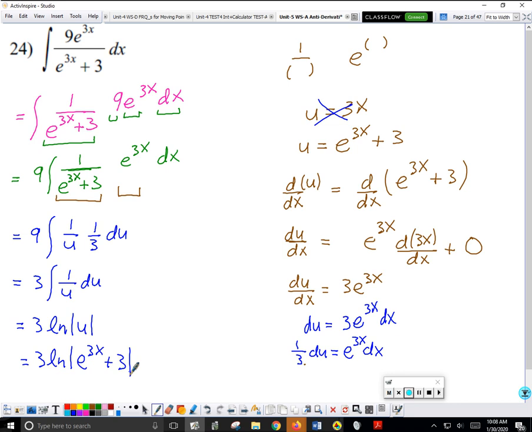Wait, so is the answer 3 times the ln of u or 3 times the ln of the natural? Technically, they're the same answer because u and e^(3x)+3 are the same thing. But on the AP test, you have to write this, or you will lose a point. They're testing to see if you understand that the instructions up here were, find the antiderivative in terms of x. You can't find the antiderivative in terms of u. So we stop here, put a plus C on it. 2 points.